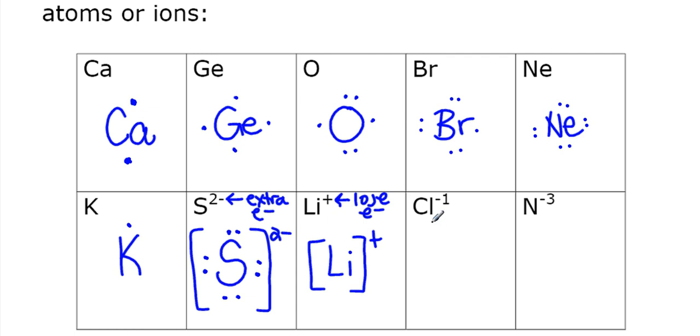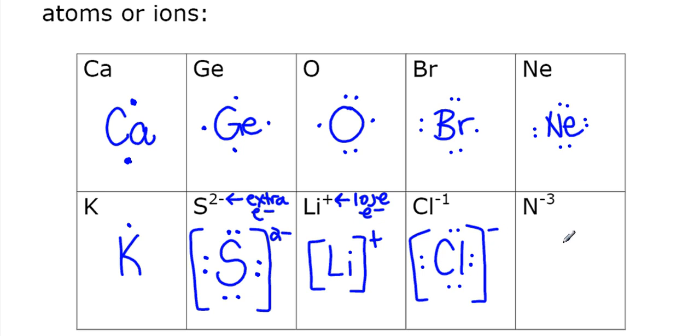Next, we go to chlorine. Chlorine is in group 7. So I put my 7 dots in. -1 means I have 1 extra electron. There's 1 extra spot for it. So I'm going to pair that guy up, put brackets around it, and then again, I'm going to put my negative charge there.